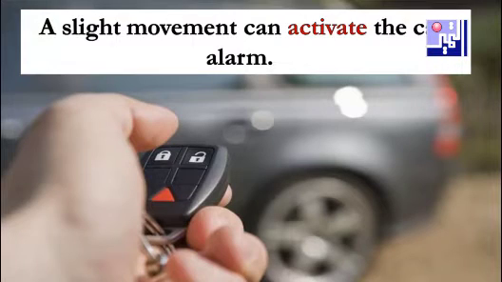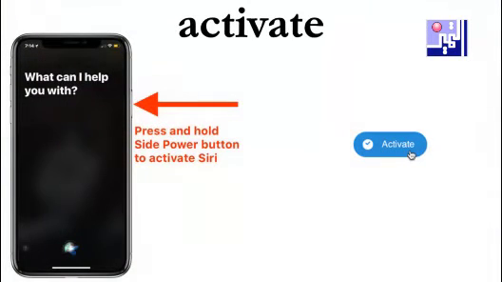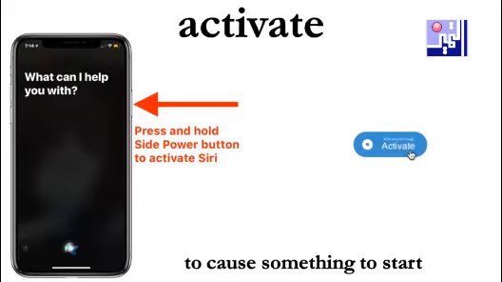Next one, activate. This one is also easy. Let's read the example. A slight movement can activate the car alarm. Activate is a verb, to cause something to start. So if you want something to start, you have to activate it.